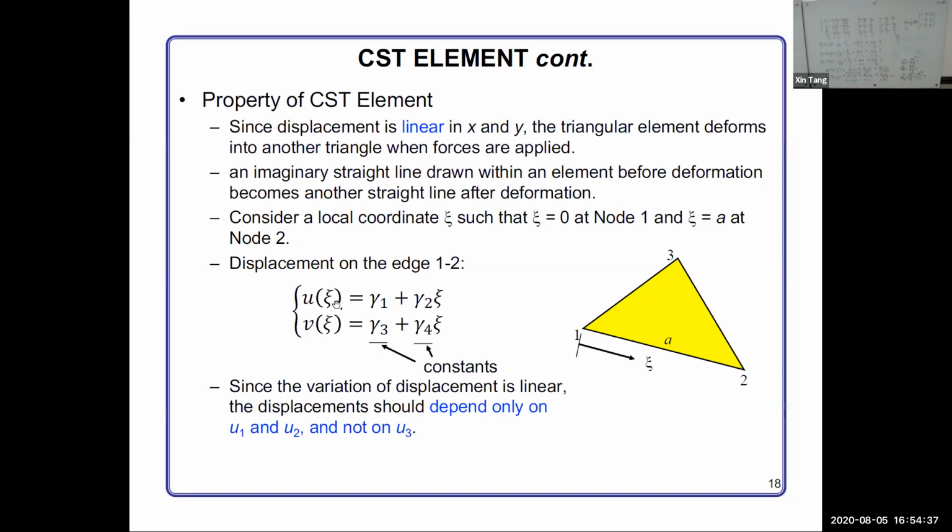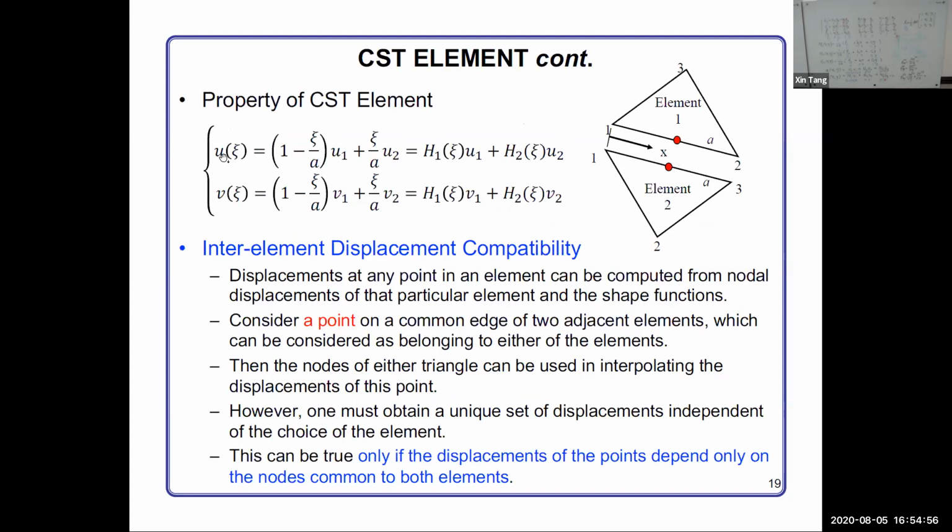If you can understand this, then those 4 constants can be calculated just as we calculated alpha 1, alpha 2, and alpha 3 when we derived the shape functions earlier. Now, this displacement U of phi can be written as U equals 1 minus phi over A, times U1, plus phi over A times U2. We can check it together.